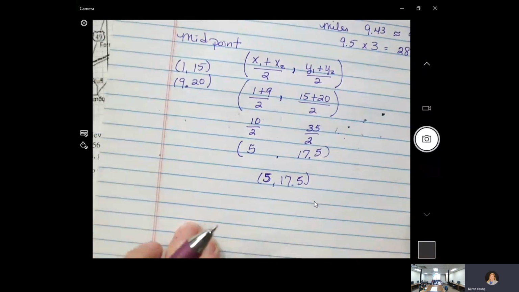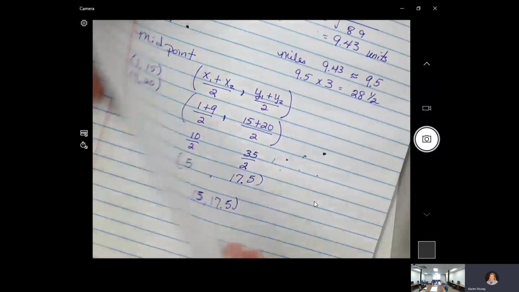All right. And sometimes you may end up with problems where you know one endpoint, and I'm going to use smaller numbers this time. It gives you the midpoint and the endpoint. So -8 and 6 is an endpoint. And then I have a midpoint at -2 and 1. What's my other endpoint?